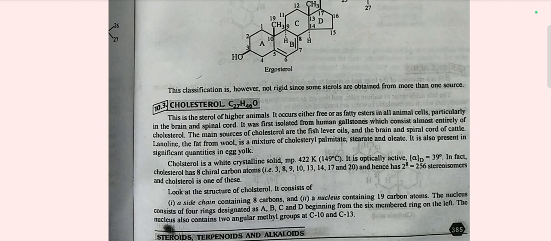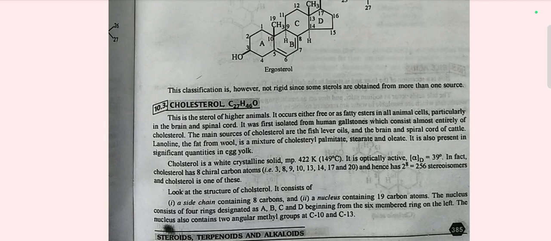Lanolin, the fat from wool, is a mixture of cholesterol palmitate, stearate and oleate. It is also present in significant quantities in egg yolk. Cholesterol is a white crystalline solid. Melting point 422 Kelvin means 149 degrees Celsius. It is optically active, alpha D equal 39 degrees. In fact, cholesterol has 8 chiral carbon atoms, means 3, 8, 9, 10, 13, 14, 17 and 20, and hence has 256 stereoisomers, and cholesterol is one of these.